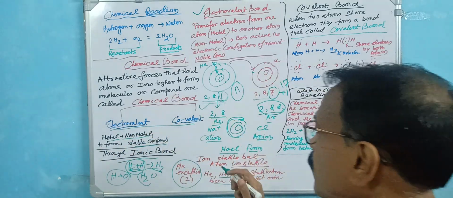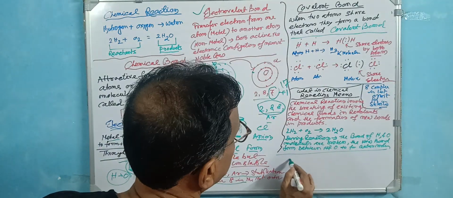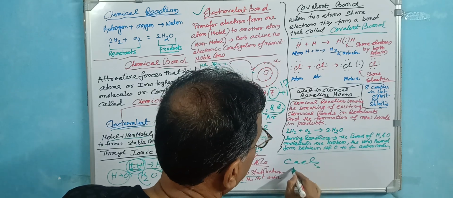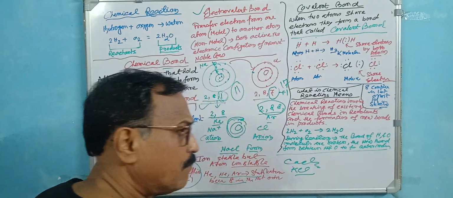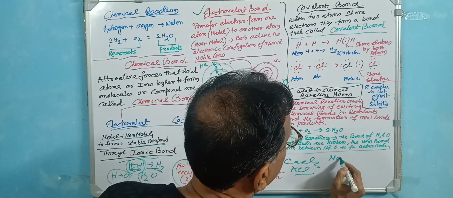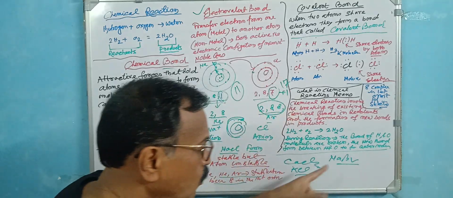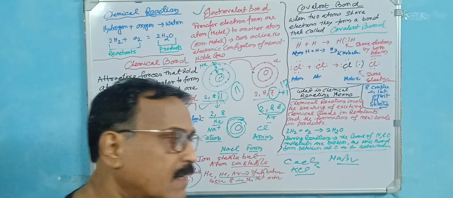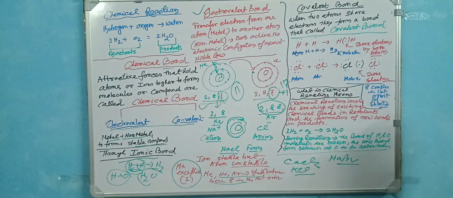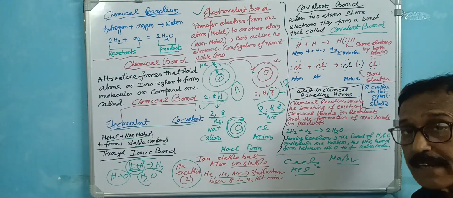So same as this, NaCl is formed. CaCl2 is formed. KCl is also formed. NaBr is also formed. Sodium chloride, sodium bromide, each and every one. So this type of compound is formed through the electrovalent bond.